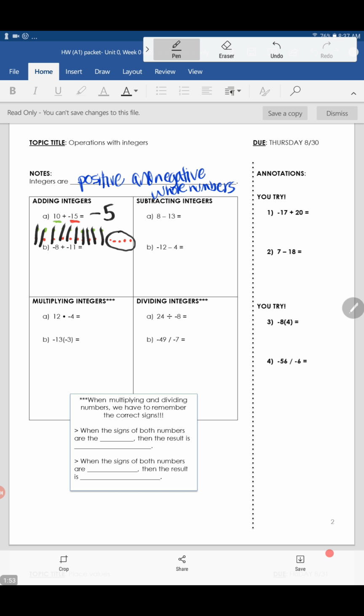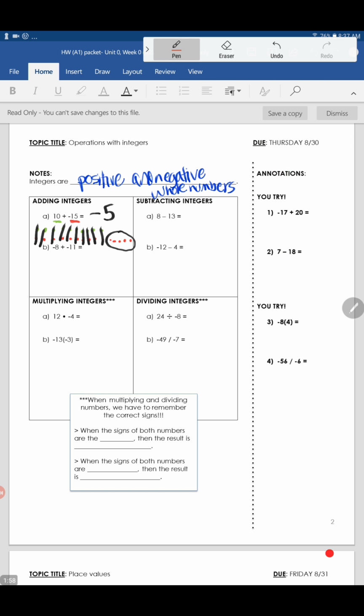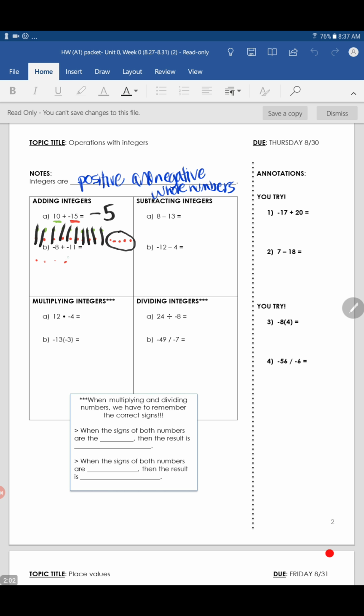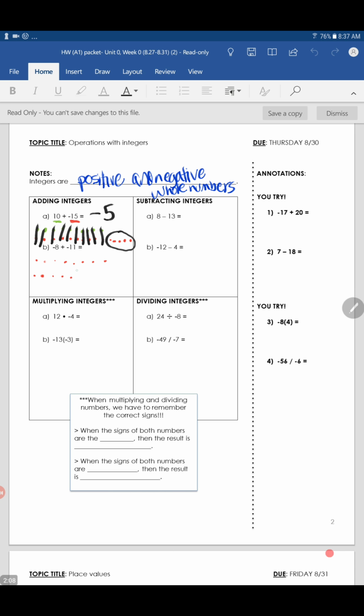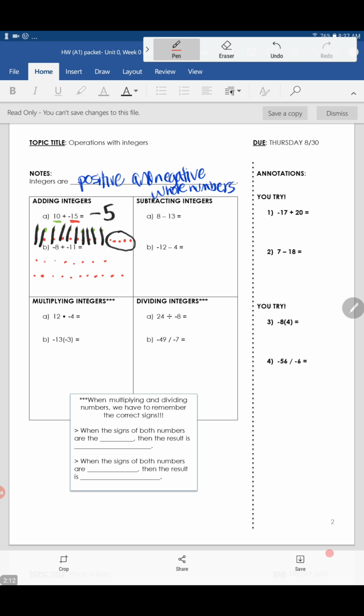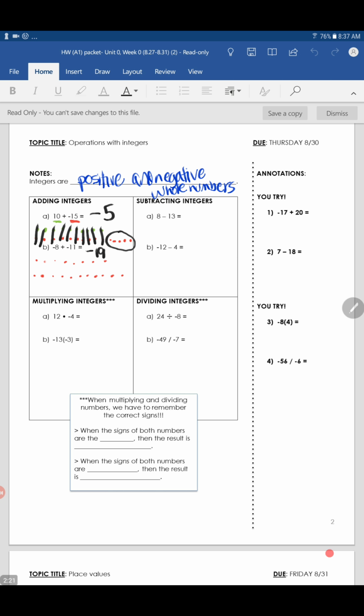-8 plus -11. In total, all of these things are negative. So I don't even have to draw it out, but I can. 1, 2, 3, 4, 5, 6, 7, 8 negatives. And another 11. 1, 2, 3, 4, 5, 6, 7, 8, 9, 10, 11. In total, that's 19 red dots. So that's -19. -8 plus -11 is -19.